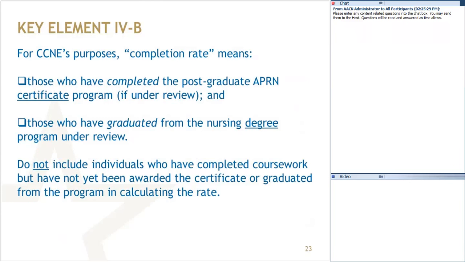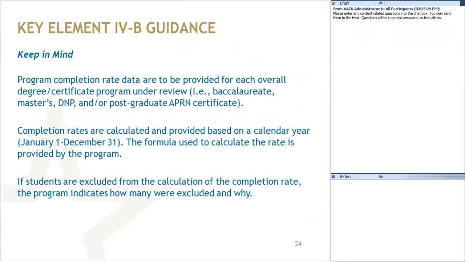So we will move on to 4B, which is a recap. So again, completion rates, those who've completed a postgraduate APRN certificate, or those who have graduated from a nursing degree program that's under review. So if you have students who've completed coursework, but they haven't yet been awarded a certificate or graduated from the program, then those students would not be included in your formula for your completion rate. And then we will go on to page 24.